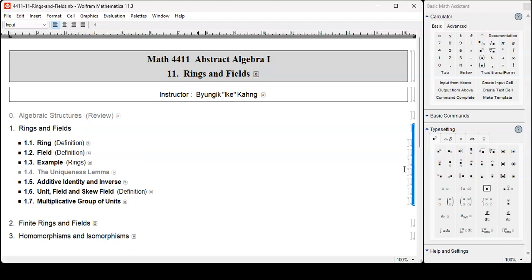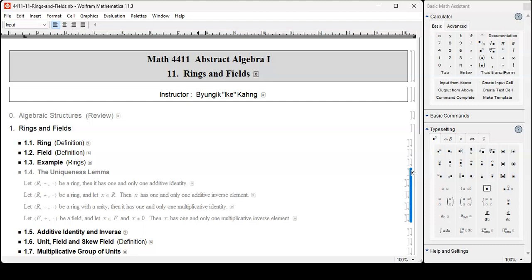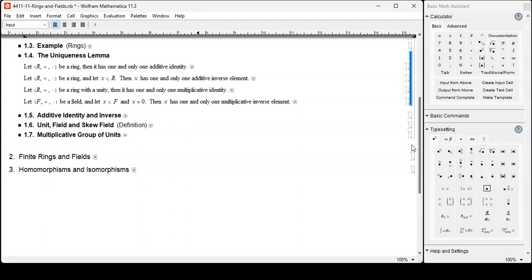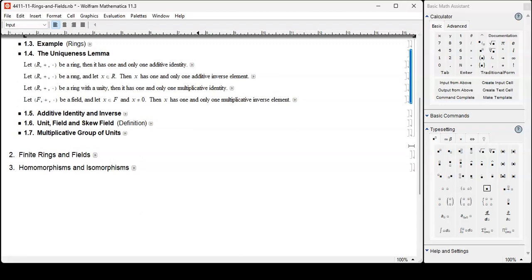Previously, we went through the definitions and some elementary examples of rings and fields. Now the next step we have to take is the uniqueness lemma, which is, as a matter of fact, very, very important in terms of theory, but technically it's trivially simple. That's why it used to be de-emphasized in gray.